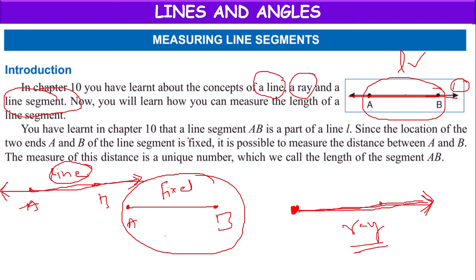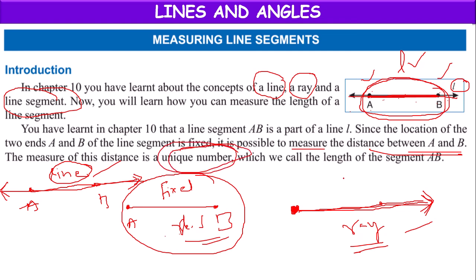In our previous lessons we have learnt the definitions of a line segment, ray and line, but in this chapter we are going to learn about the measurement of these line segments, how to measure the length of AB. Here the location of A is fixed, the location of B is fixed, so the line segment AB is fixed. Now we want to know how to measure the distance between A and B. This measurement is a unique number, which we call the length of segment AB. That is the topic we are going to discuss today.